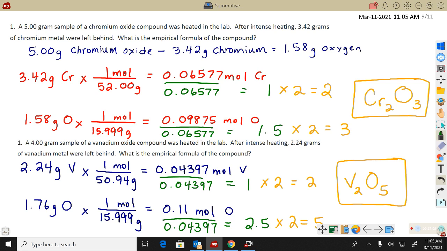So by multiplying everybody by 2, I got a ratio of 2 chromium and 3 oxygen, or 2 vanadium and 5 oxygen. So these are the steps that we were looking for. Once you had the mass of each element, we needed to switch them into moles and then divide by the smallest to get a whole number ratio. Often that fixes it. This is like the worst case scenario, where I get a 0.5, but I can work with that. Just multiply everybody by 2.